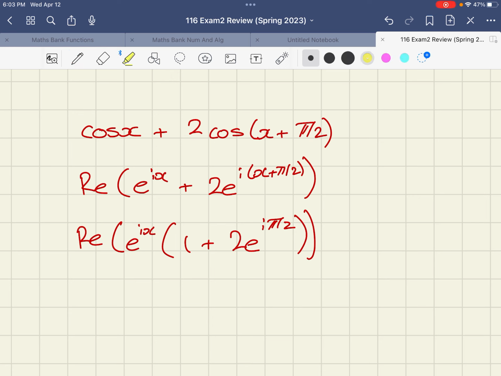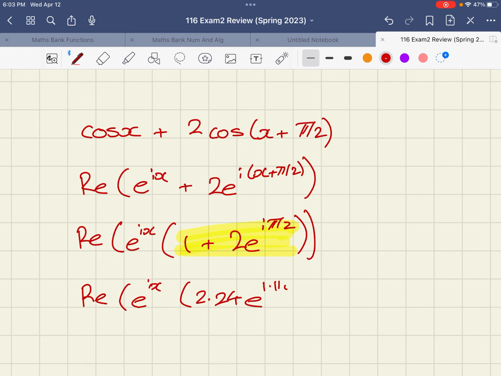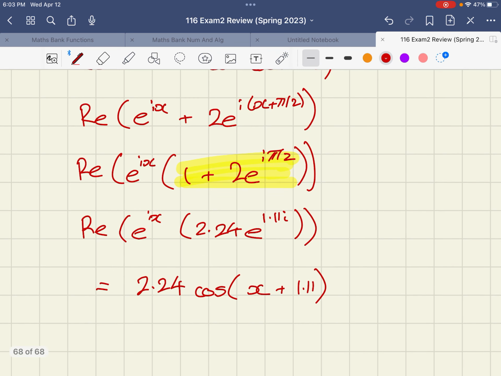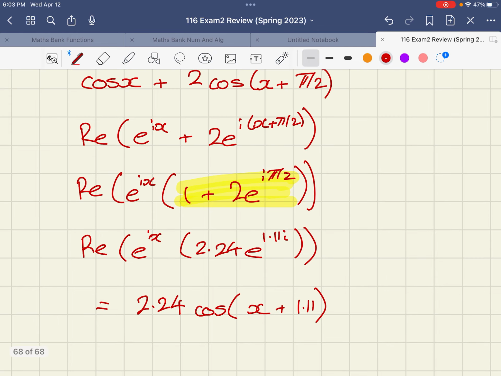I put this into NumWorks, and I'm left with the real part of e to the ix times 2.24 e to the 1.11i. Cos is the real, so I get exactly the same thing as before. I get 2.24 cos x plus 1.11. And so you can see, obviously, if it's cos here, it's going to be cos at the end. If it's sine, it's going to be sine at the end. The same logic follows every single time.